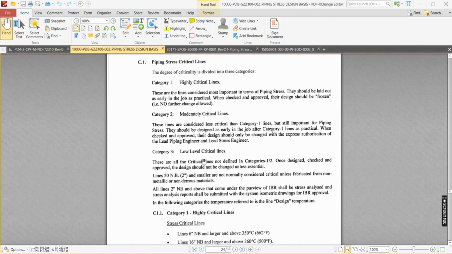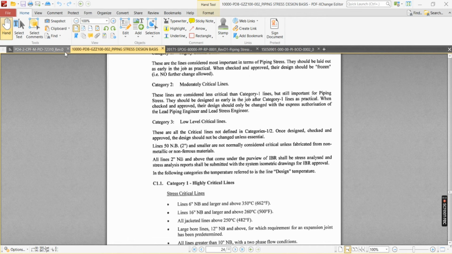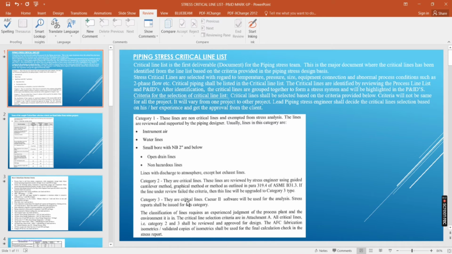We call them non-critical lines: small bore lines, mainly 2-inch and below, water lines, instrument air lines, and nitrogen purge lines. Other non-critical lines come under this category. So you see there is a difference. Based on the stress design basis only, you have to identify the critical lines, whether they are category 1, category 2 or category 3. I will show you some of the critical line criteria.